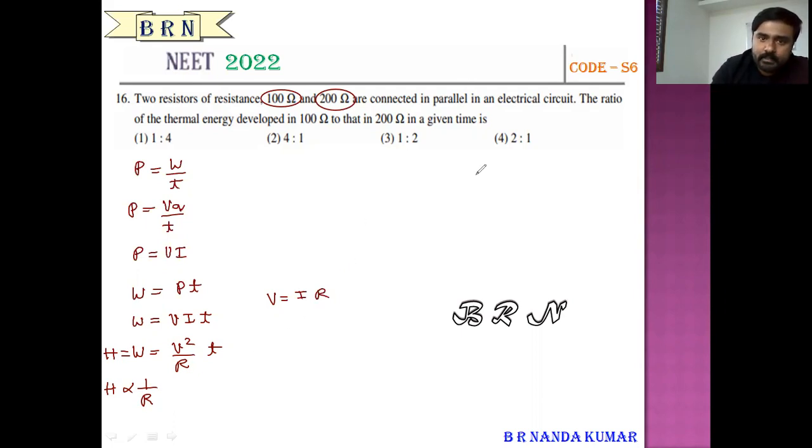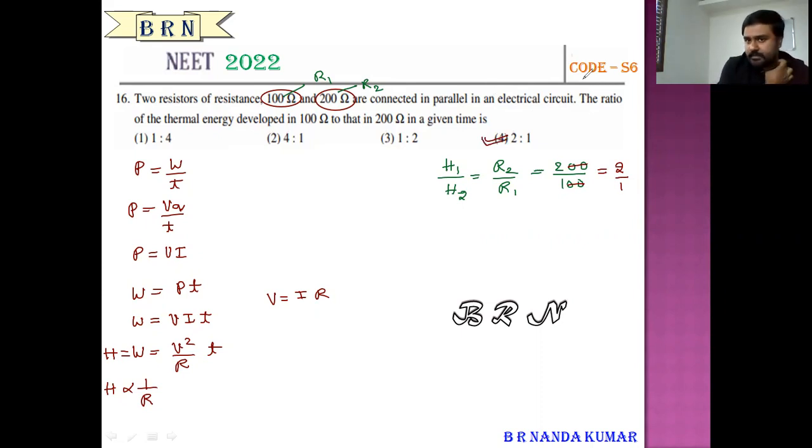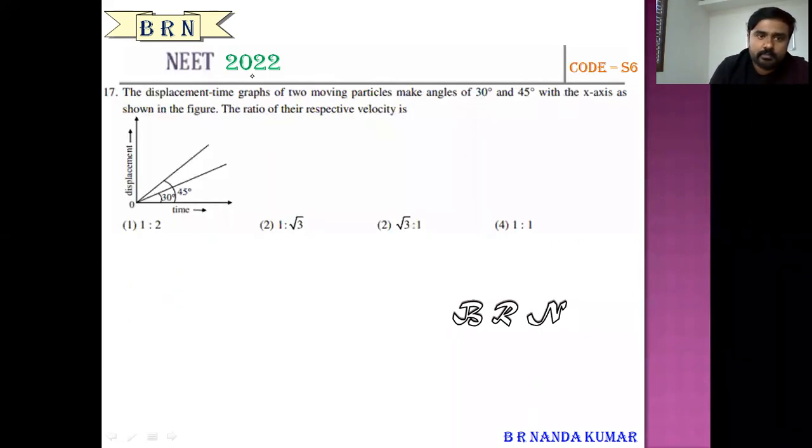Correct? Now look, solving is easy. H1 divided by H2, what do we get? R2 divided by R1. So R2, this is R2. What is this? R1. R2 by R1, 200 divided by 100. 200 divided by 100. So two zeros cancel and the ratio is 2:1. 2:1. The right answer is option 4. Right answer is option 4. Correct? Okay. So look at the next problem.